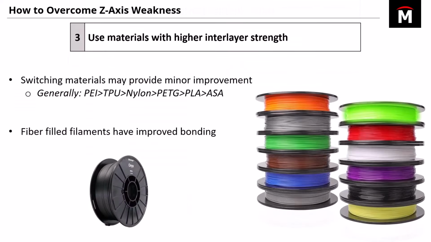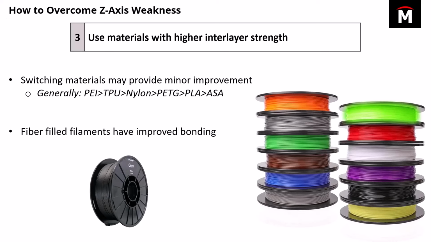The next one is just switching the material that you're using to print with. Generally speaking, you'll see better strength with nylon, for example, than with PLA. And part of that is at a molecular level where certain materials just bond better than others between the layers. In addition to that, you can get these fiber-filled filaments. This is a good example. This is Onyx from Markforged, and it's a nylon 6 with chopped up pieces of carbon fiber in it.